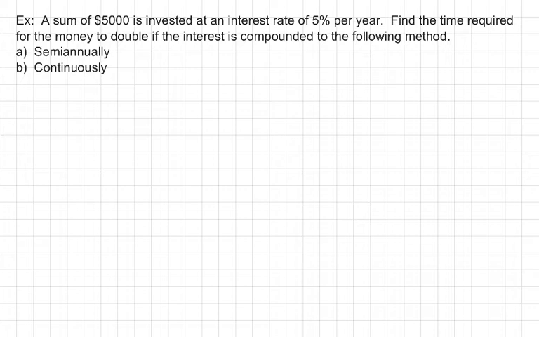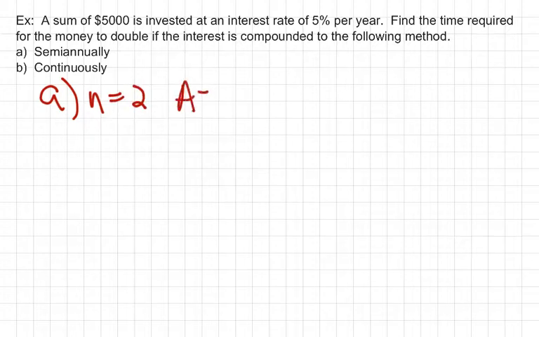Let's go back and talk about some compound interest problems. But what we're going to be doing is instead finding time, which is in the exponent. So we're going to have to use our properties of exponential functions in order to get the time t out of the exponent. A sum of $5,000 is invested at an interest rate of 5% per year. Find the time required for the money to double if the interest is compounded by the following methods: semi-annually and continuously. First of all, semi-annually means twice a year. It also means I'm going to have to use this formula.